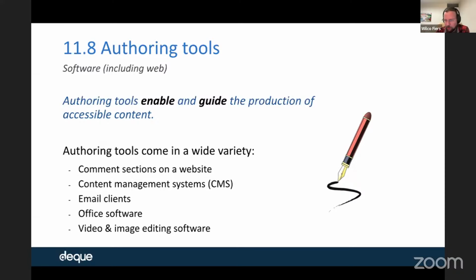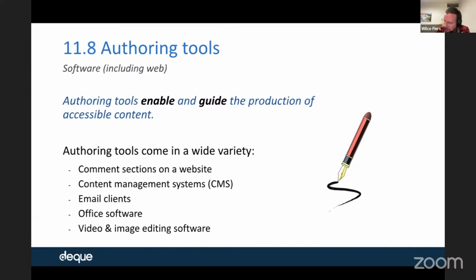Office software, your Words, your Excels, those are authoring tools. And then it's not just text either. Authoring tools can include video, it includes image editing software. So there's an awful lot of things that are authoring tools, but the requirement, what it comes down to, is authoring tools enable and guide the production of accessible content. So those two words there, enable and guide, are the key.